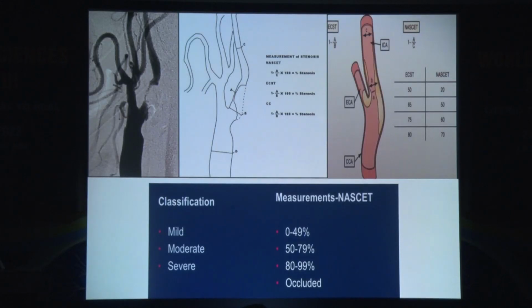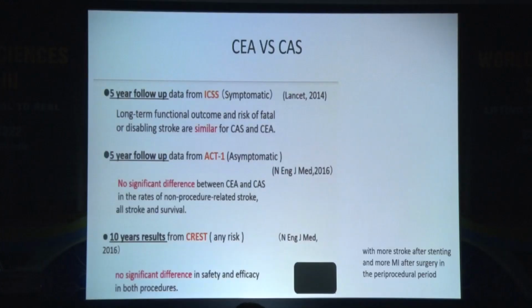So there are three criteria on the basis of which we can measure the degree of stenosis in the diseased carotid artery. One is the NASCET criteria, one is the ECST criteria, and the other is the CCA criteria. The most commonly used is the NASCET criteria. In NASCET, we calculate the degree of stenosis by this formula: 1 minus A divided by C. A is the narrowest diameter of the stenosis, and C is the normal distal cervical artery diameter, which then calculates the exact degree of the stenosis.